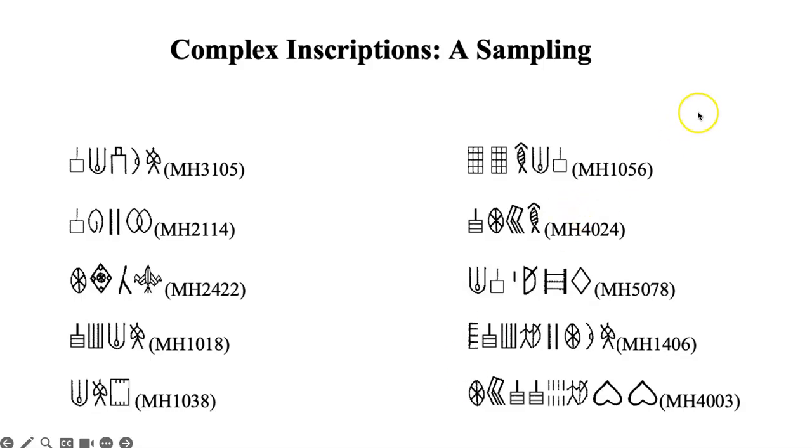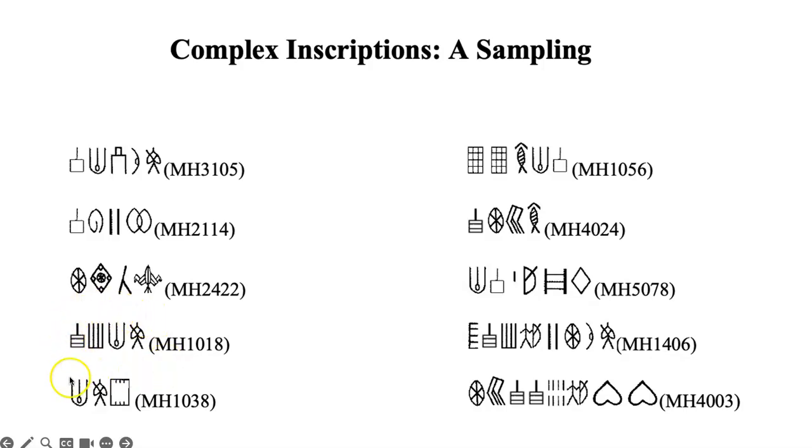Here's some other examples of complex inscriptions. There it is again, MH 3105. And this one too, this is another one that we will be able to furnish a complete reading for, a very nice reading later on. This is MH 20, again, only four characters. But you look at these and kind of say, well, these look like maybe names or titles or something like that. And that turns out to be the case, a preview of coming attractions.